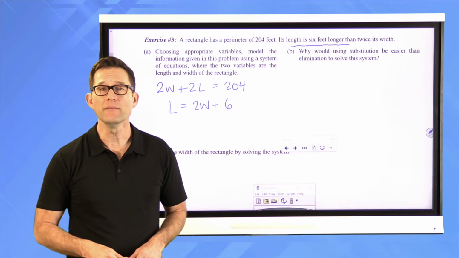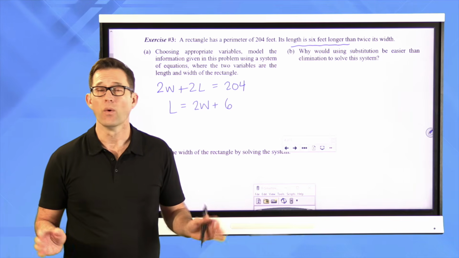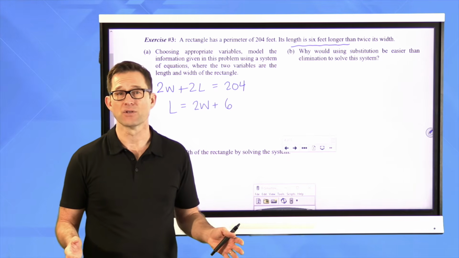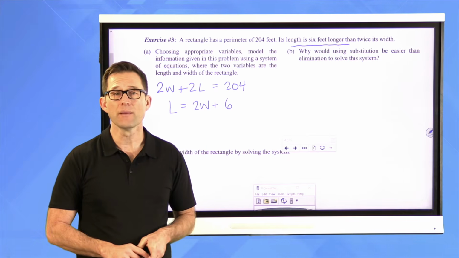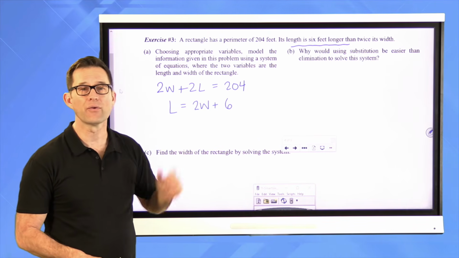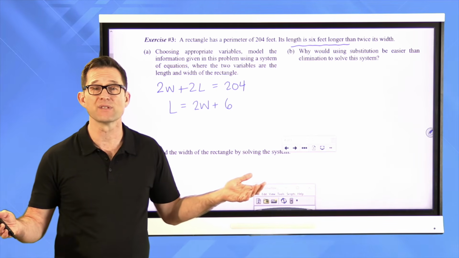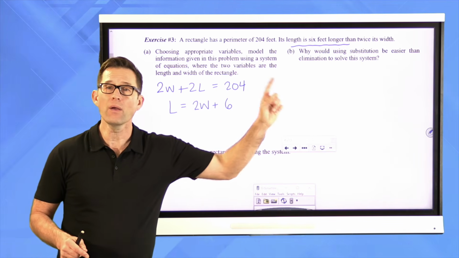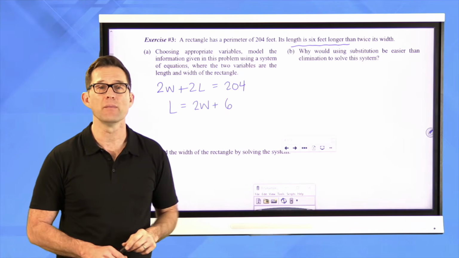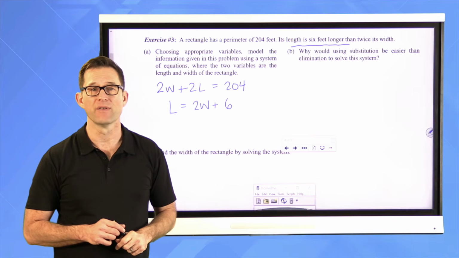Now, letter B, why would using substitution be easier than elimination to solve this system? Well, don't get me wrong. One could definitely use elimination, all right? But in order to use elimination, you would have to pull that 2w over to the other side of the equation. You could do that. You just subtract a 2w from both sides. But why would substitution maybe be our preferable method? Think about that for a moment and pause the video.